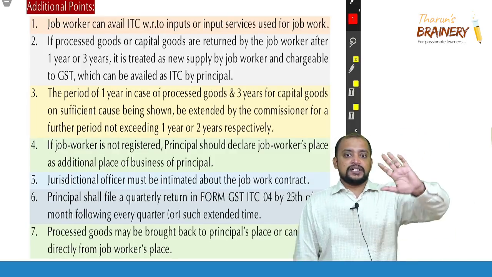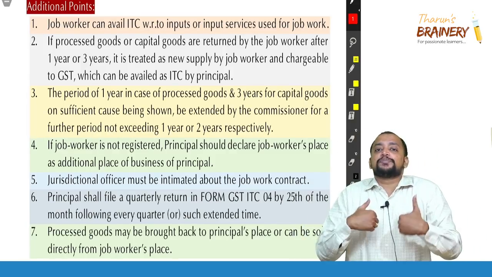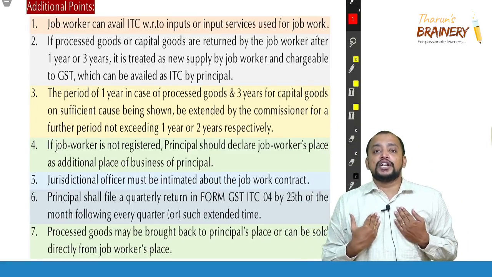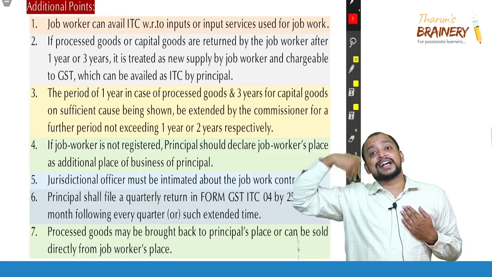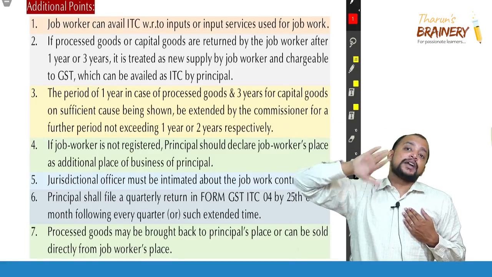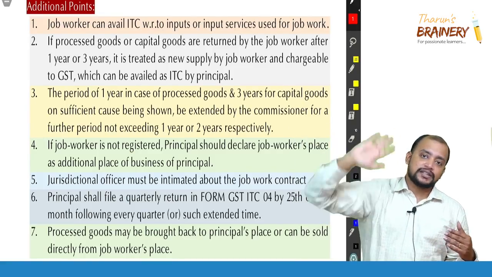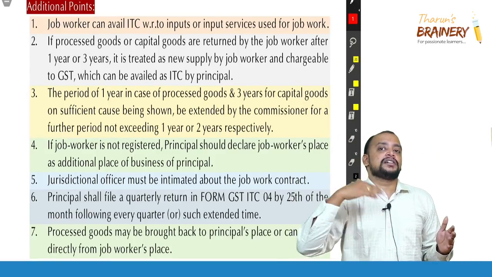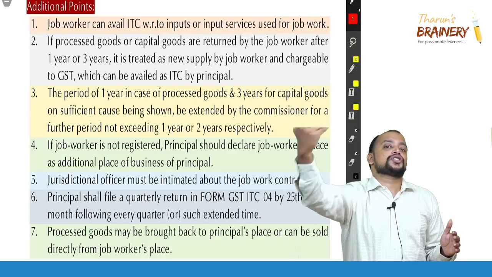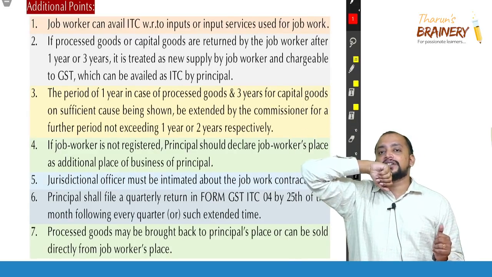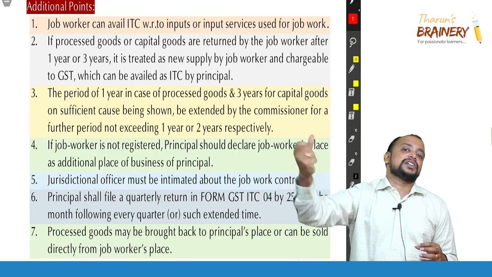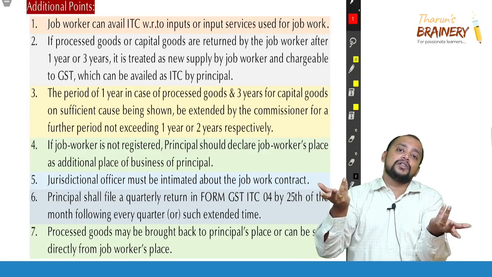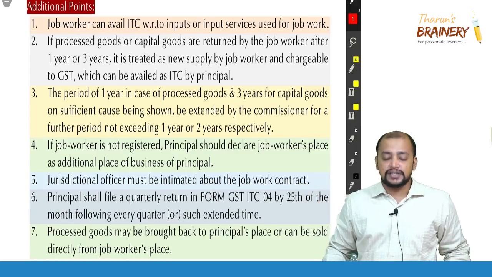Okay, so first, from the point of view of the principal, we will see goods not returned within 1 year or 3 years. What will the principal do? The principal will treat it as a supply to the job worker and pay the GST along with interest. Now, the job worker returning after 1 year or 3 years is treated as a new supply by the job worker. So the job worker should pay GST and he will recover the GST from us. But the original ITC, whatever we have taken, is gone now because we need to pay GST.